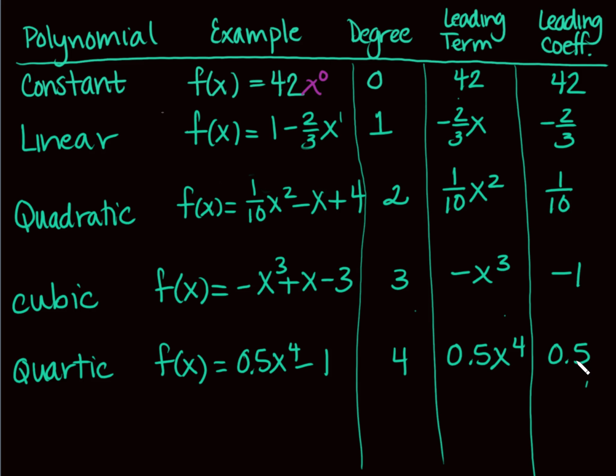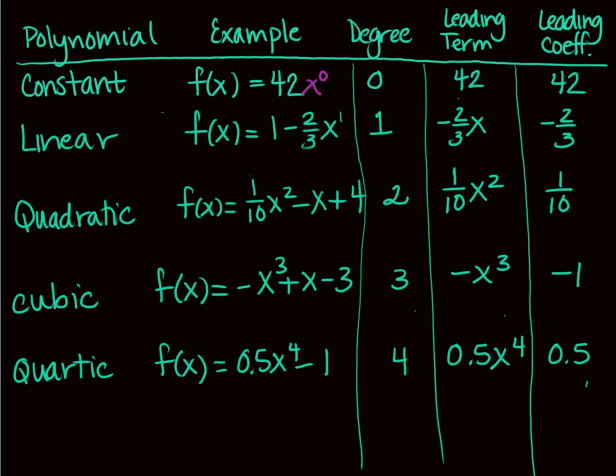So there's a lot of things that we can know about these polynomials. What we're going to talk about is what do I know about the graphs of these polynomial functions? How are they the same? How are they different, right?